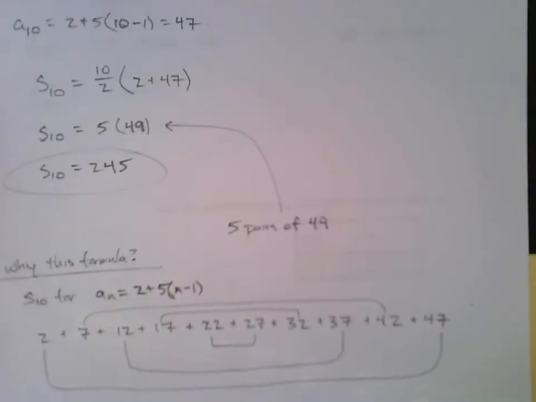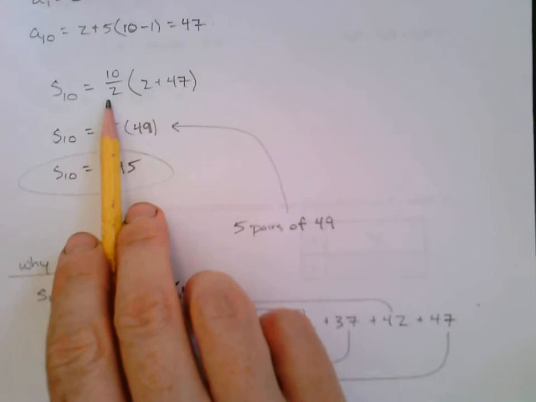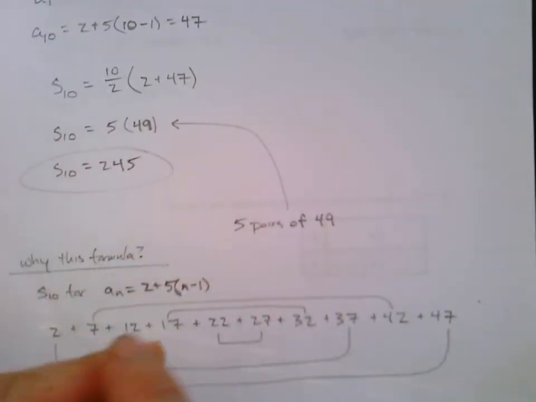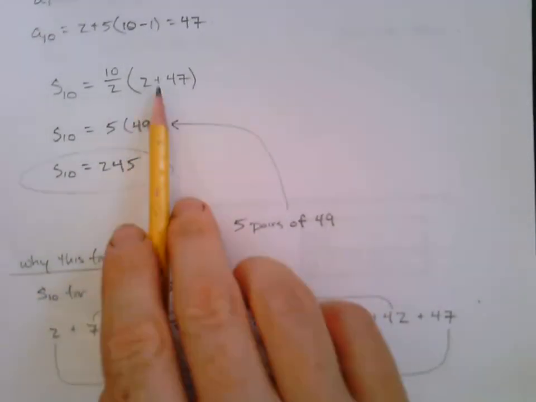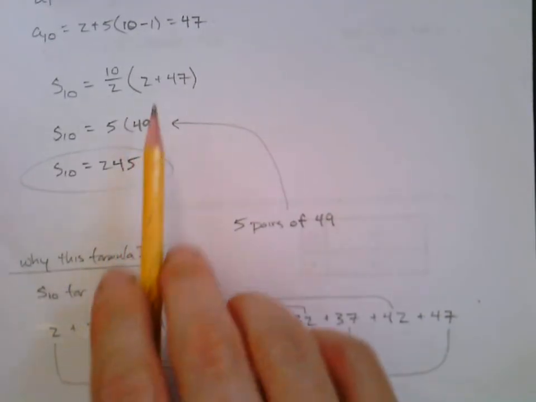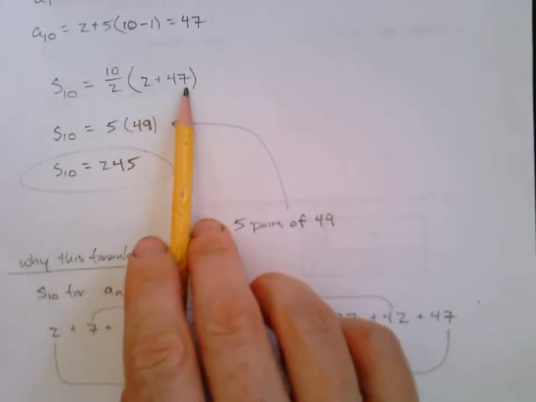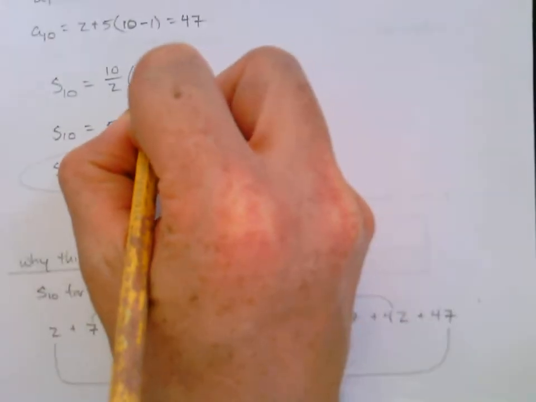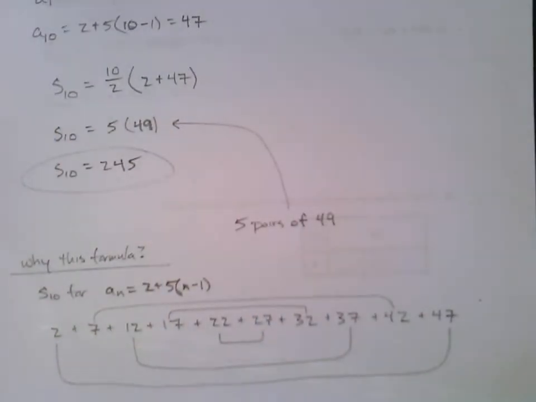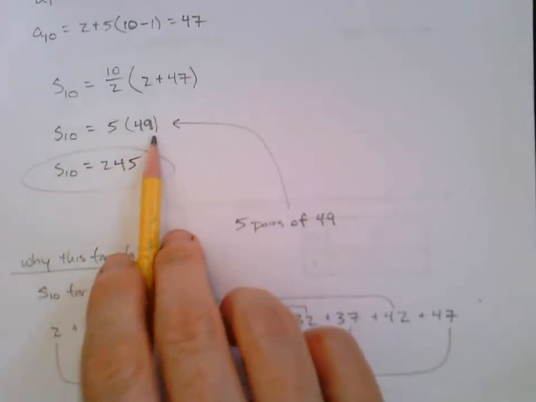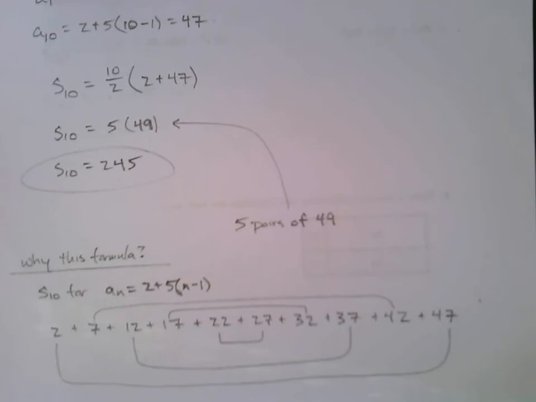So look back at the formula. 10 divided by 2, because everything's going to pair up as we work to the middle. And then all I've got to do is figure out what they're all adding up to. Well, I'll just take the first and the last, and then I'll know all the other ones are going to pair to the same thing. So 5 pairs of 49, 245.